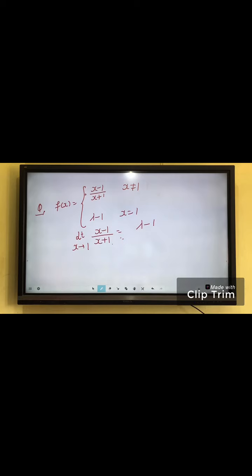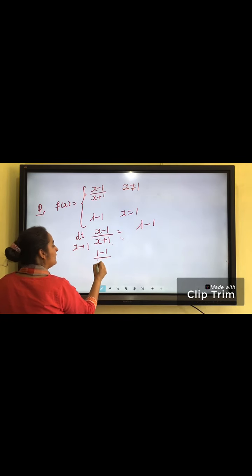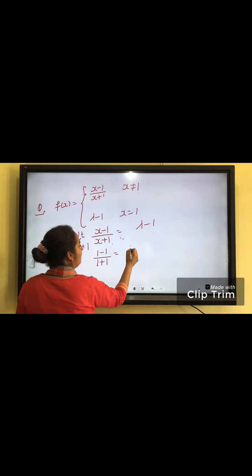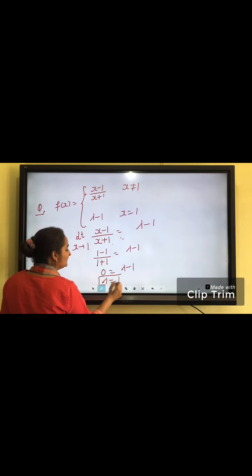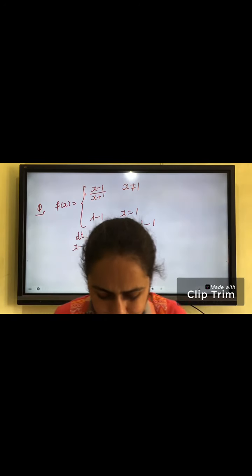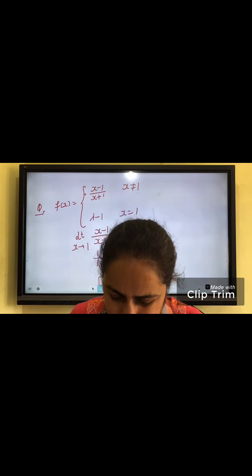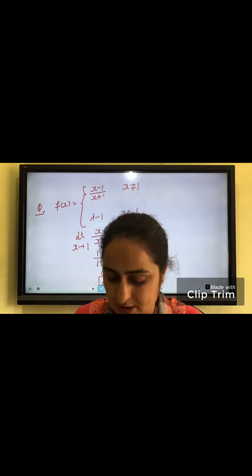Now, what's the next step? There is no minus or plus, so we can directly fill the limit. What is 1 minus 1 upon 1 plus 1 is equal to lambda minus 1. 0 is equal to lambda minus 1 and the value of lambda is 1. Now, in this method, we are able to find out the value of any number that is used in the question, and that number always comes out in the constant form.